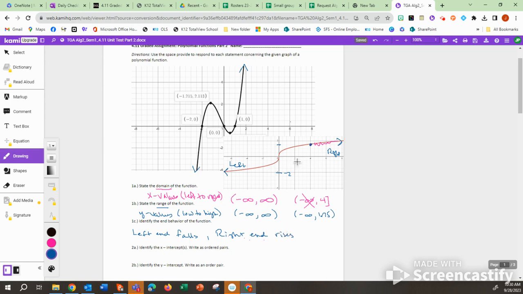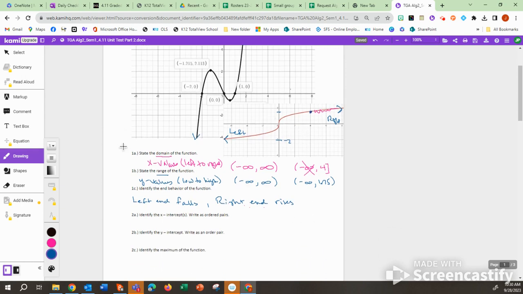I'm going to go ahead and attempt to do this red graph. It's not going to be very exciting for number 2A because it says x-intercepts. So this graph is only going to cross the x-axis here. And it does say write as ordered pairs. So my x-intercept only has 1. It's at (0, 0). If you notice, you have 3 x-intercepts for your graph for this one, so make sure you do the 3 ordered pairs for your x-intercepts.